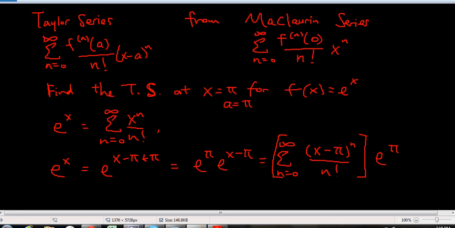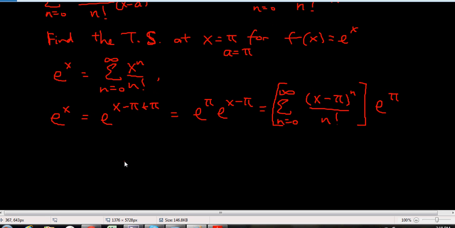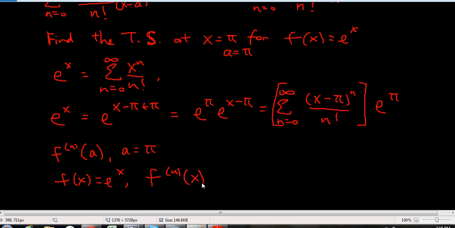Remember, in the Taylor series, we're looking for the nth derivative of f at a, and in this case, a is equal to pi. So what is f of x? f of x is e to the x, like I said before. The nth derivative of e to the x, no matter how many derivatives I take, is always still e to the x. And so f^(n) at pi is equal to e to the pi.